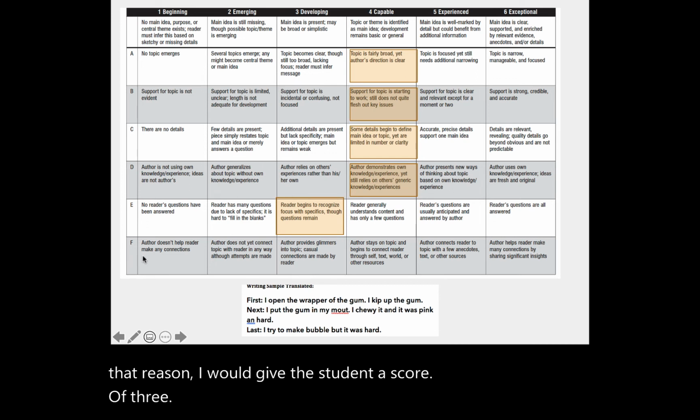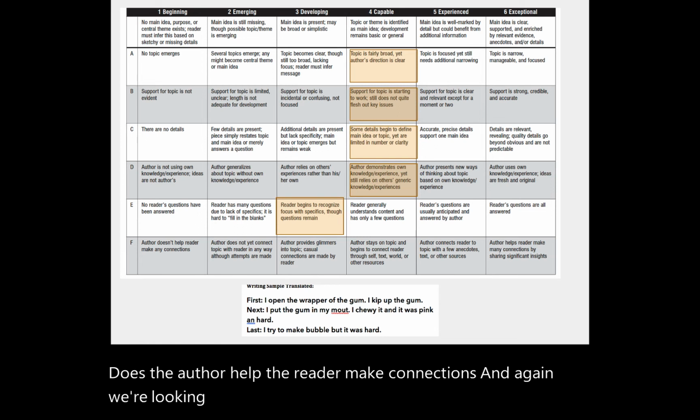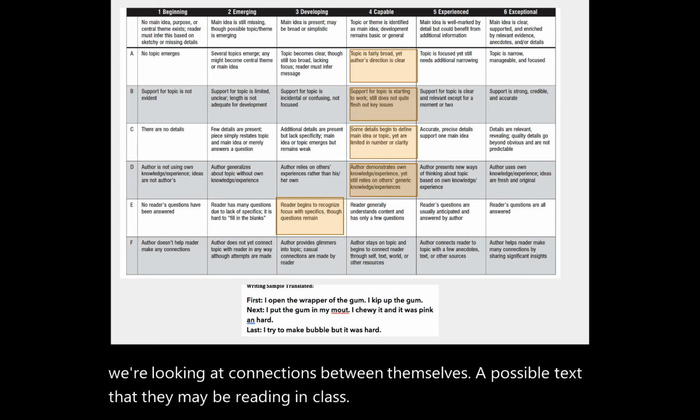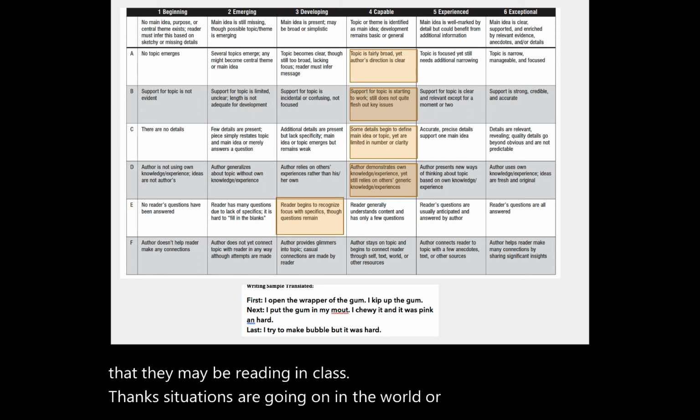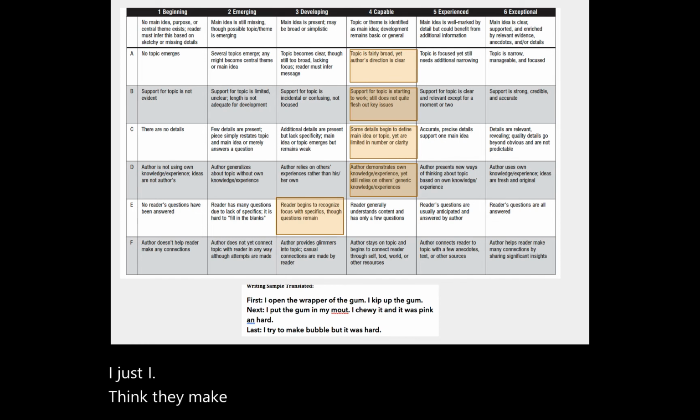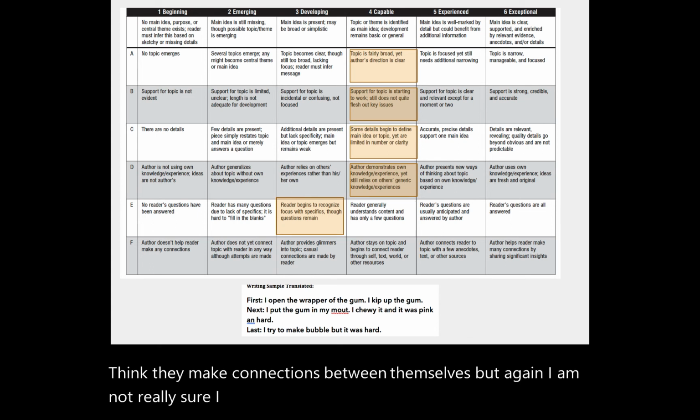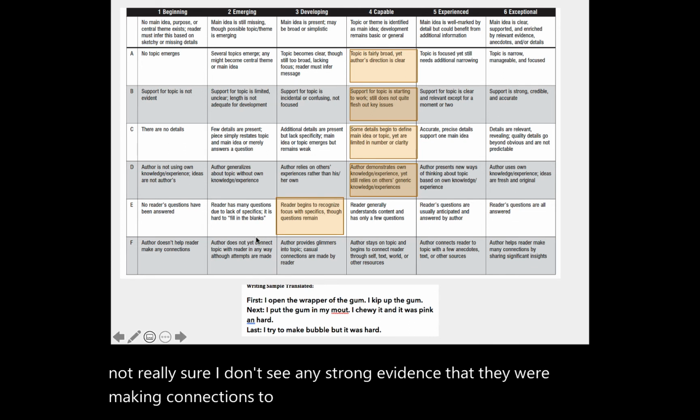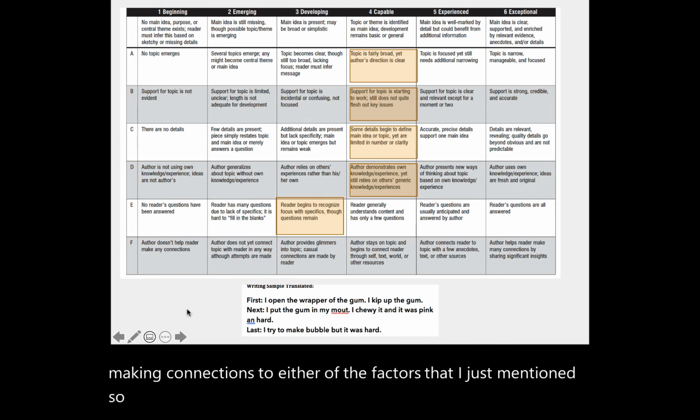Finally, does the author help the reader make connections? And again, we're looking at connections between themselves, a possible text that they may be reading in class, situations that are going on in the world, or other resources. And I think they make connections between themselves. But I am not really sure. I don't see any strong evidence that they're making connections to either of the factors that I just mentioned. So for that reason, I'm going to give the student a 2 in that area.